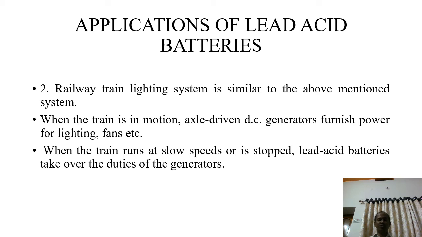These are the points in the railway train lighting system. The batteries are used where axle driven DC generators furnish power for lighting and fans, and when the train runs at low speeds or is stopped, lead acid batteries take over the duties of the generators. If any problem should happen, we can use lead acid type batteries. So for railway train lighting systems also we can use lead acid batteries. This is an important application for lead acid batteries.